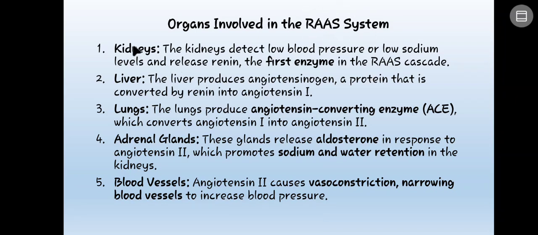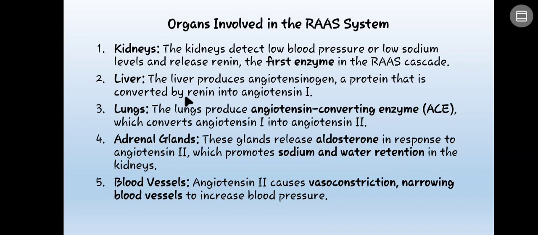Now, the organs that play a key role in the renin-angiotensin-aldosterone system are the kidneys, the liver, the lungs, the adrenal glands, and the blood vessels. Okay, these are the 5 organs that come together to ensure smooth occurrence of the renin-angiotensin-aldosterone system. Now, what will the kidneys do? In fact, the whole process starts in the kidneys.